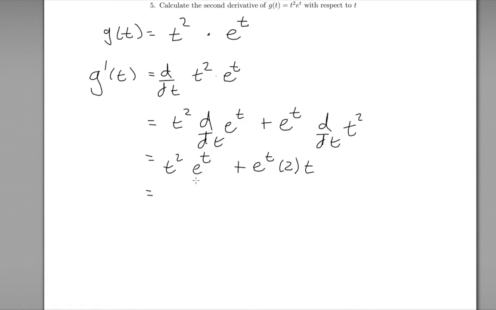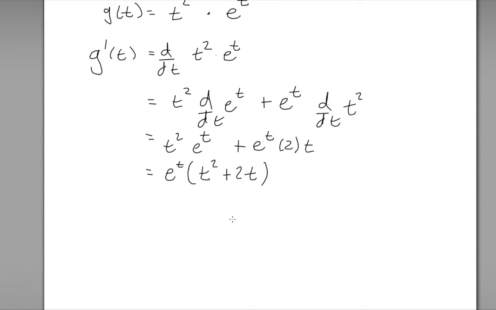And we can simplify this, if we want, into e to the t. We can common factor out an e to the t from everything, and this becomes t squared plus 2t. So this is the first derivative. Now they said that they would like the second derivative, so what we need to do to calculate the second derivative of g with respect to t is to now take the derivative of the first derivative. So we need to take the derivative of this thing, the thing we just calculated.